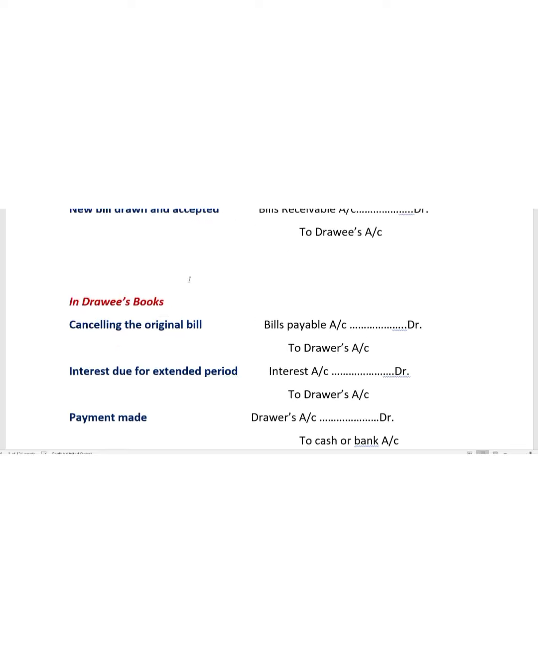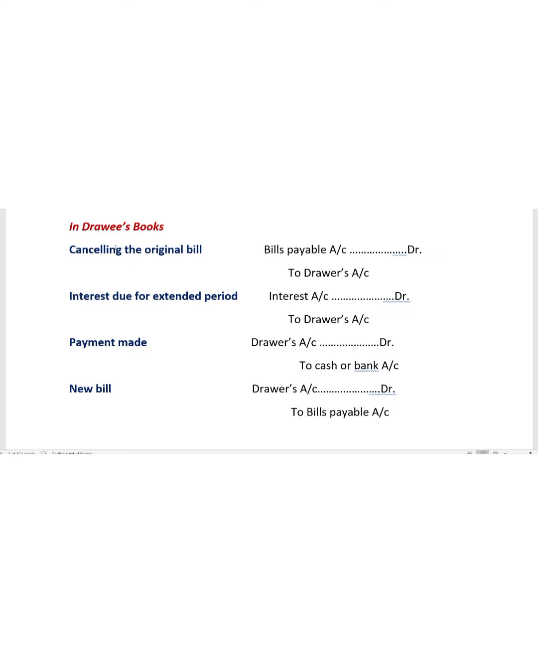Next, in case of drawee's book, when the bill is getting cancelled, what will be the entry? Bills payable account debit to drawer's account. Same as the bill acceptance entry, just a reversal. Similarly in drawee's book, the interest due entry will be passed. Interest account debit is an expense. Interest account debit to drawer's account.